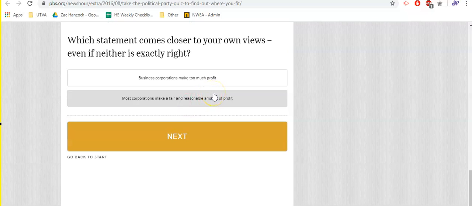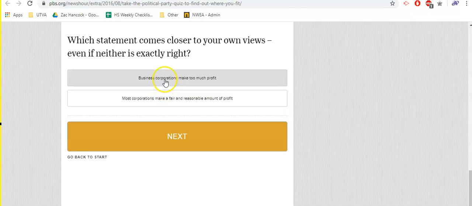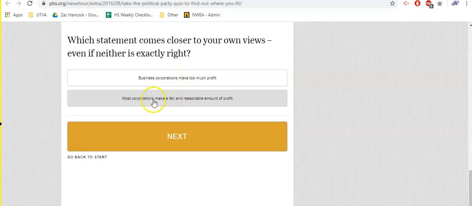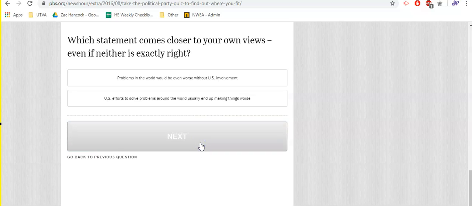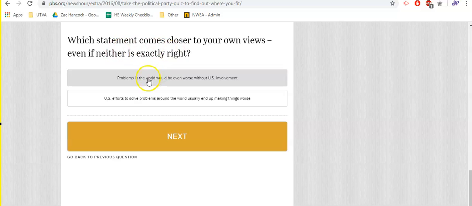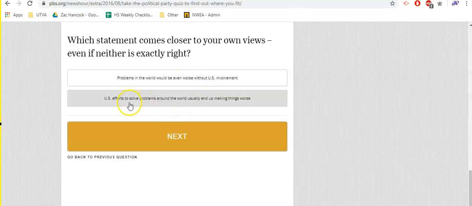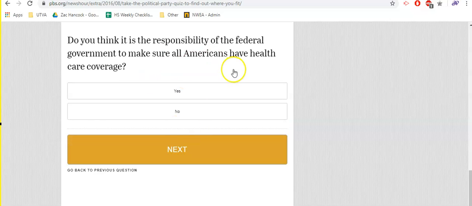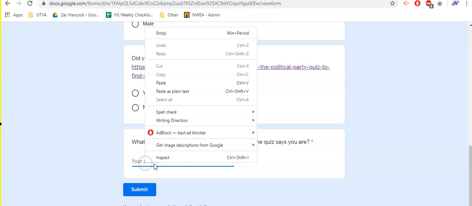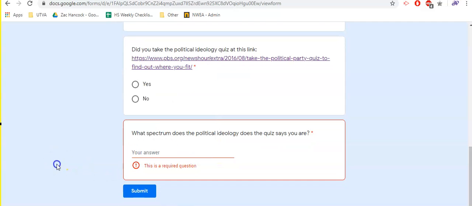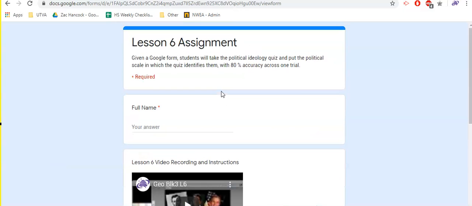It's just going to ask you a couple of questions, like 7 questions. Which statement comes closer to your own views, even if not exactly right? Business corporations make too much profit. Most corporations make a fair and reasonable amount of profit. You can click on either one. It does matter, it's just what you believe. Which statement is closer? Problems in the world would be even worse without U.S. involvement. U.S. efforts to solve problems around the world usually end up making things worse. You click one or the other, and it will tell you what you are, and then you put your answer in there and submit it. You just get credit for doing that assignment.